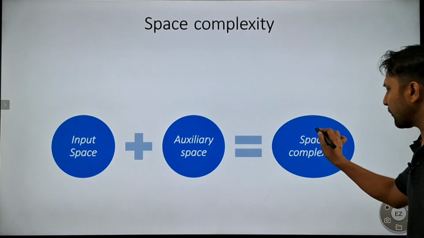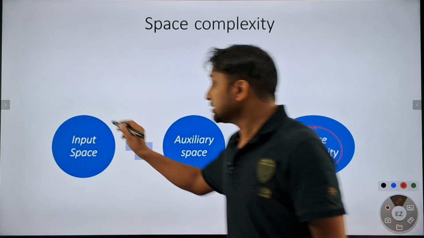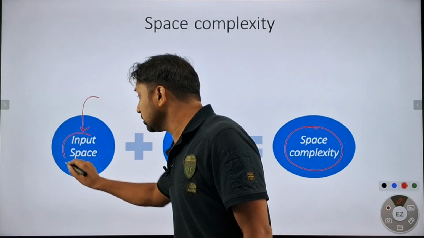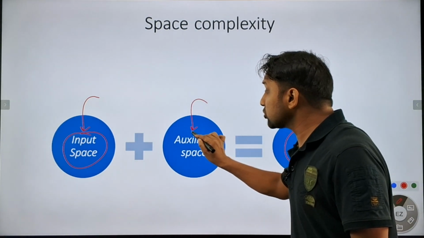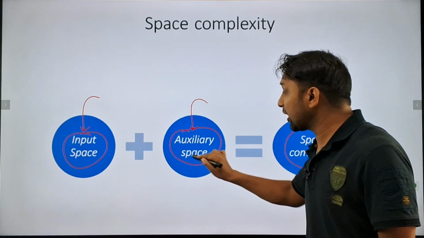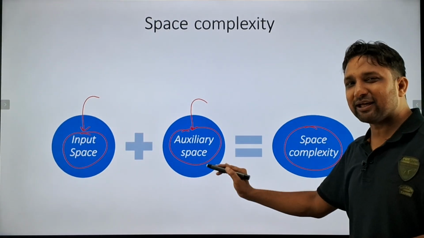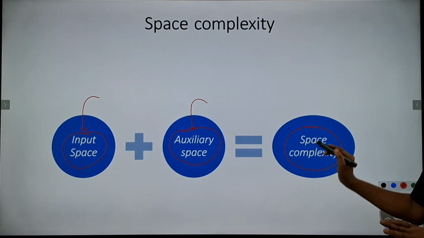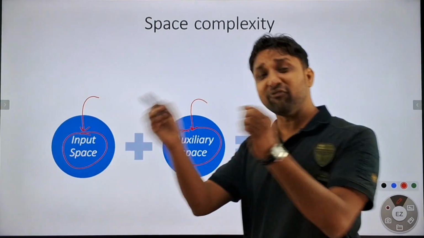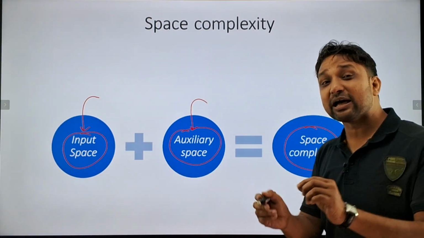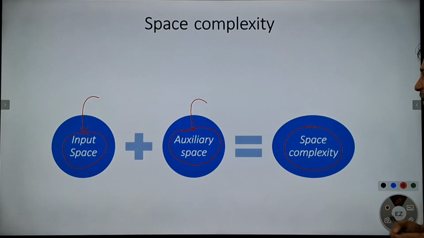Space complexity of a program is made up of two types of space. First one is space taken by the program to store the input, that is the input space, and second one is space taken by the program to process the data, the extra space required by the program, that is the auxiliary space. So input space plus auxiliary space together make the total space complexity of a code. Input space is taken to store the input from the user, and the auxiliary space is the extra space required to process the data.